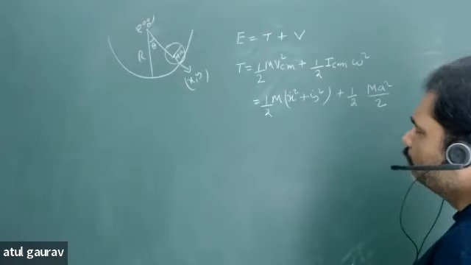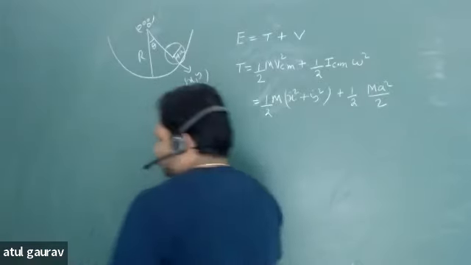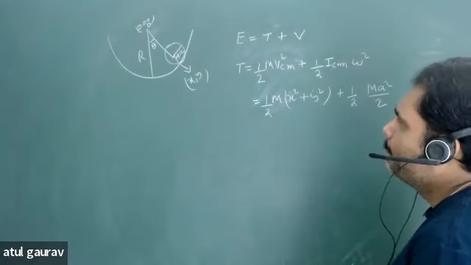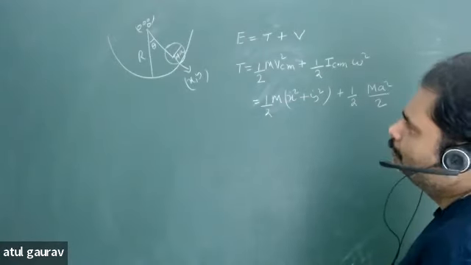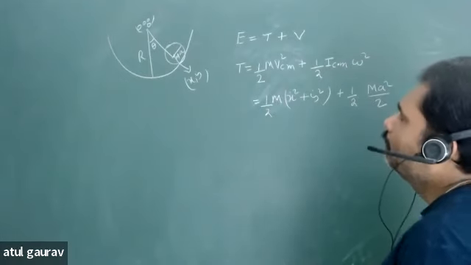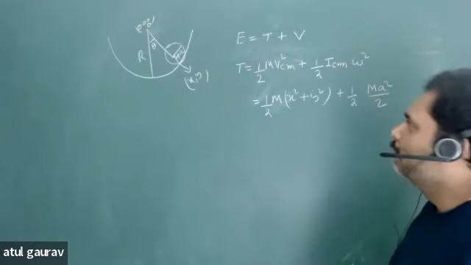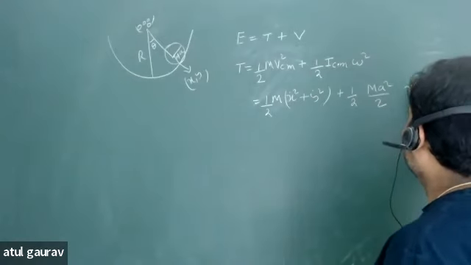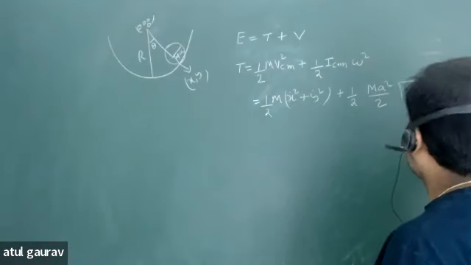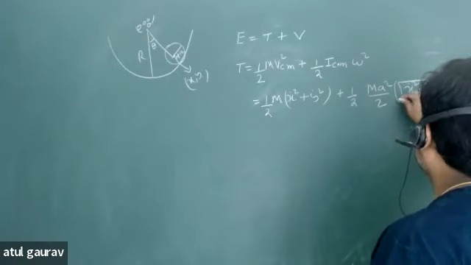No, sir. So what will be omega? What will be omega? बताइए. ट्रिक है, what is x dot square plus y dot square by a square? Very good. So omega is nothing but the square root of x dot square plus y dot square, whole divided by a. Isn't it?